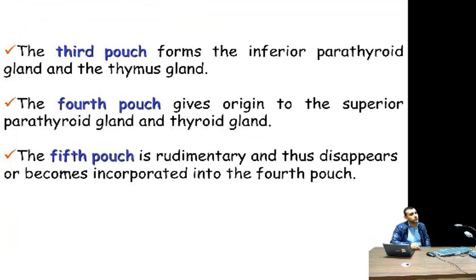The third pouch forms the inferior parathyroid gland and the thymus gland, whereas the fourth pouch gives origin to the superior parathyroid gland and thyroid gland. The fifth pouch is rudimentary and thus disappears and becomes incorporated into the fourth pouch. The third is the inferior parathyroid gland with thymus.